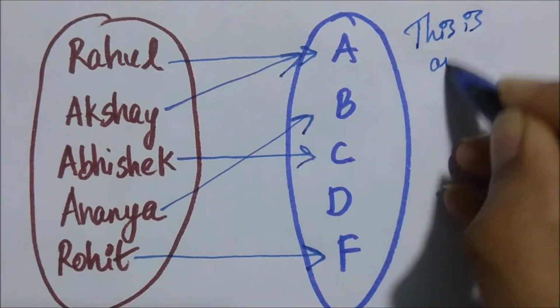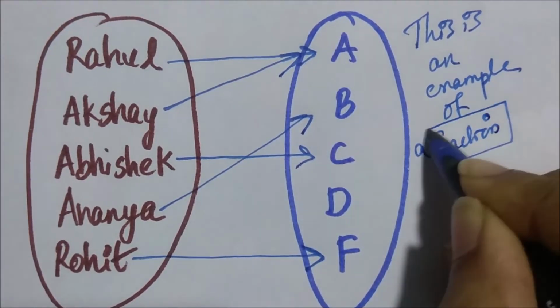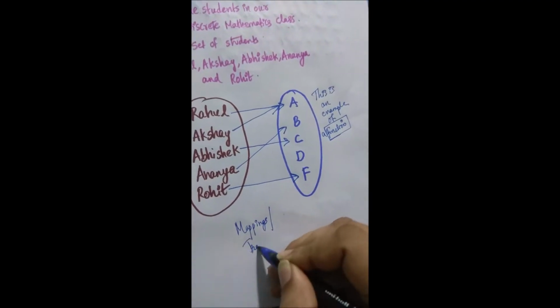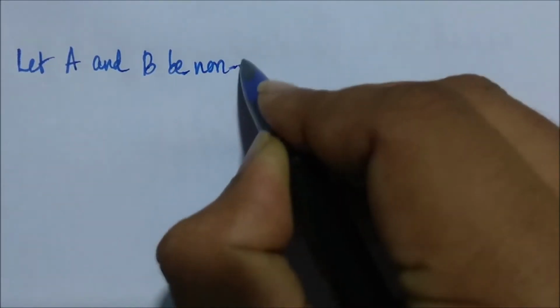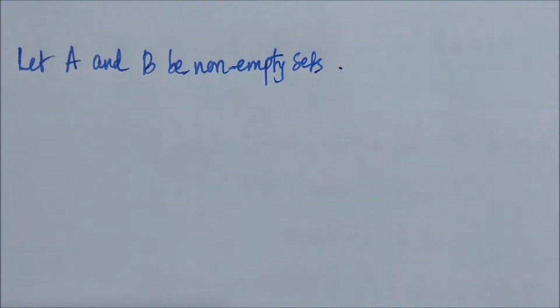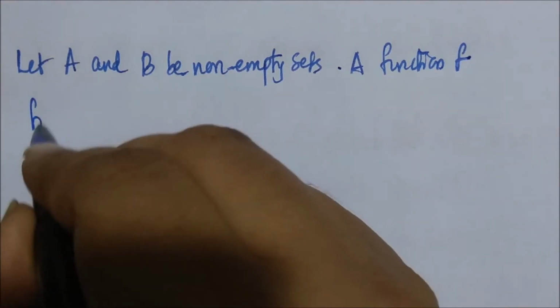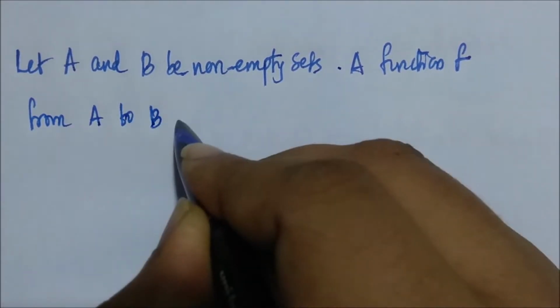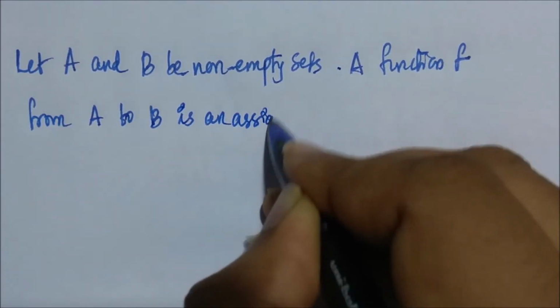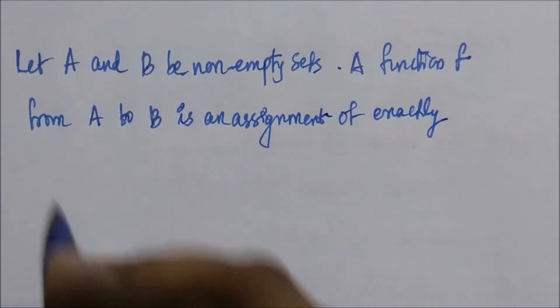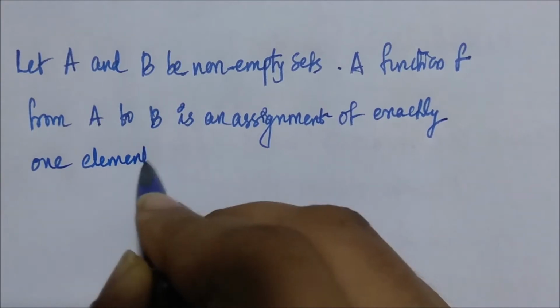Now, this assignment is an example of a function. Functions are sometimes also called mappings or transformations. Now, let's get into the definition of a function. Let A and B be non-empty sets. A function f from A to B is an assignment of exactly one element of B to each element of A.